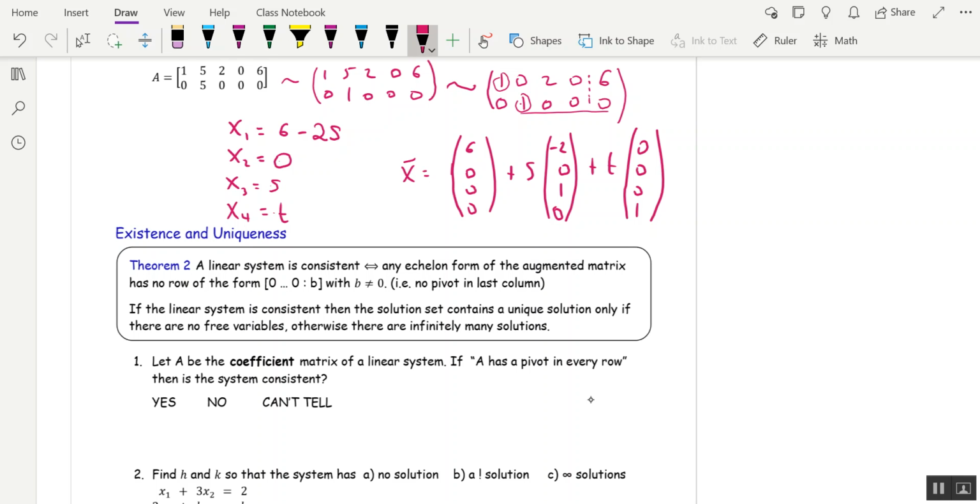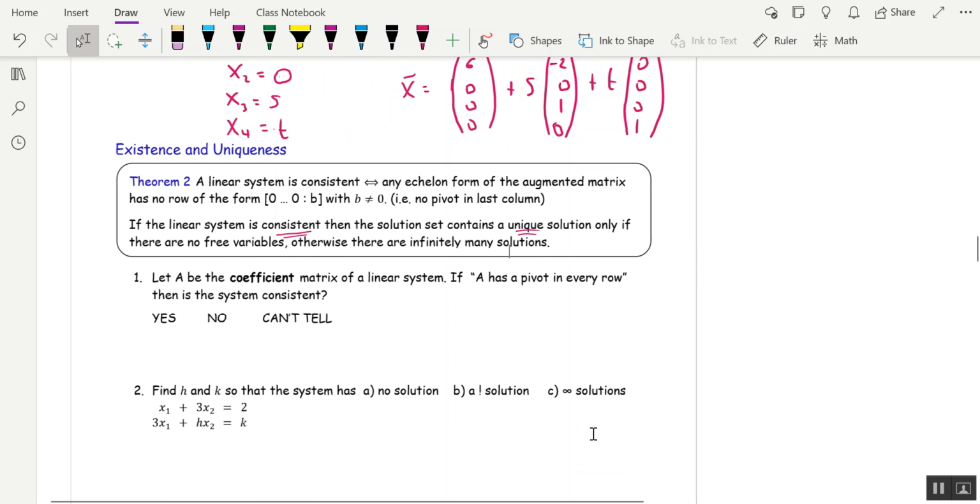And then how many solutions are there? We know for a linear system, it's either no solutions, 1, or infinitely many. So if you have a consistent system, you're going to have one solution or infinitely many. You'll have one solution, and it will be unique because you only have one, if there are no free variables. Otherwise, you get infinitely many solutions.